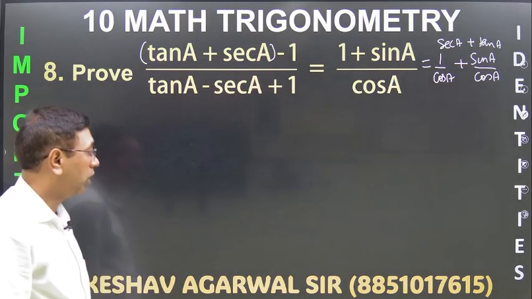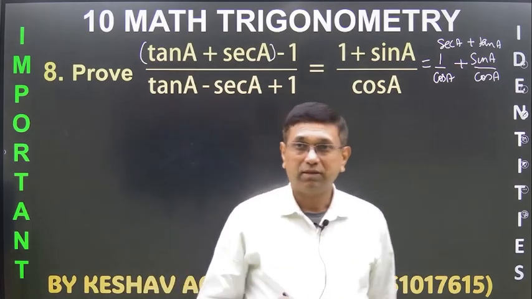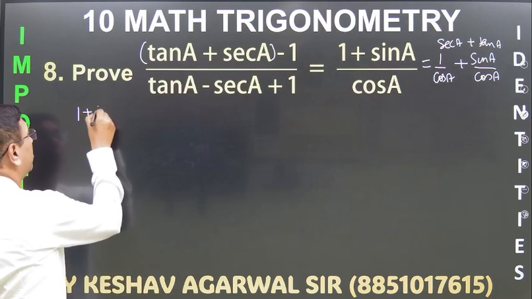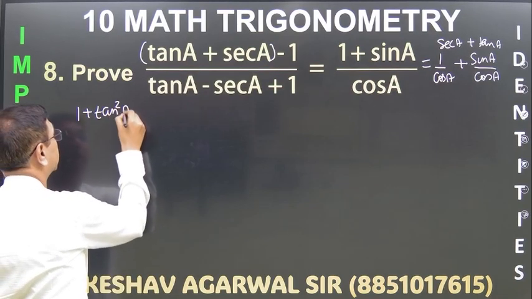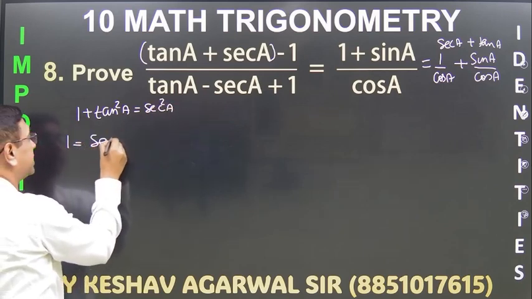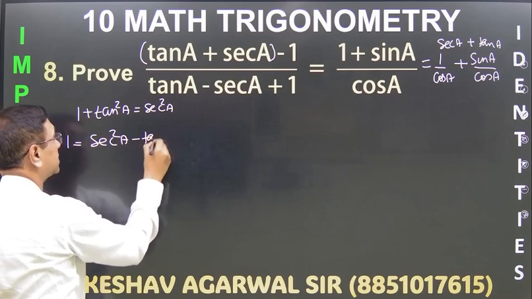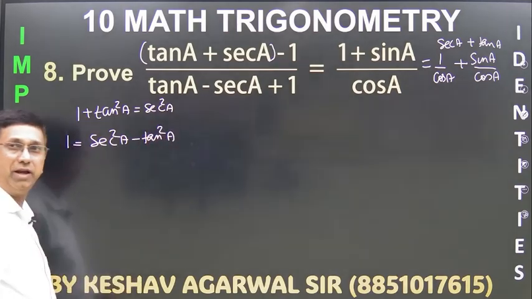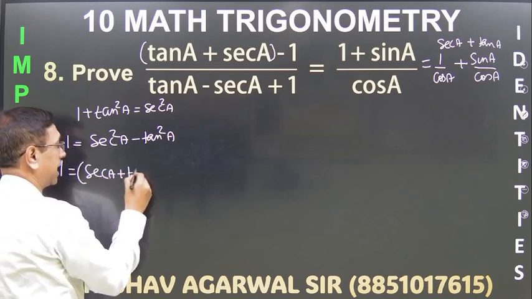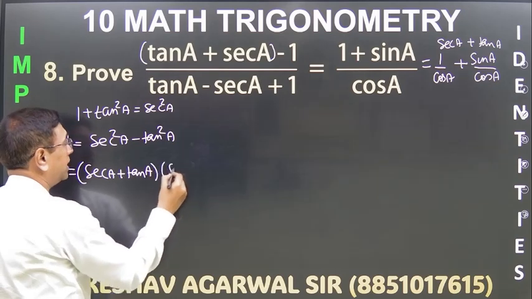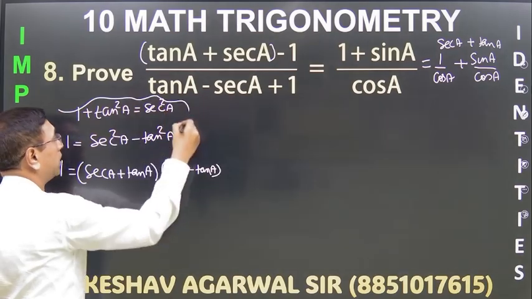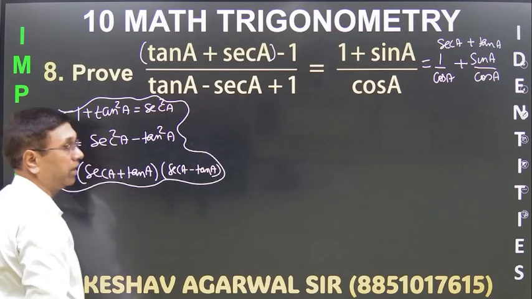So how do you go about it? I had told you about the identities, that one plays an important role. If you note here, 1 plus tan square A is equal to secant square A. So what is 1 going to be? Secant square A minus tan square A. In a way, 1 can also be written as sec A plus tan A into sec A minus tan A. This is the most important part which will be used here.